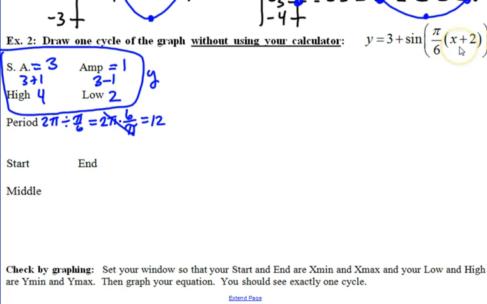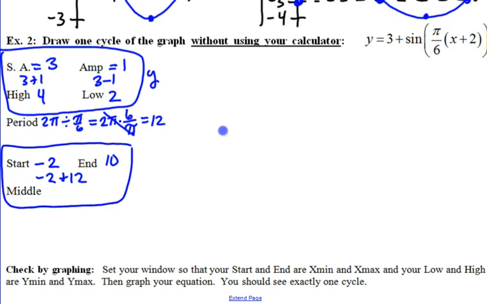So our starting point is at -2. If our whole cycle takes 12 units to complete and it starts at -2, it's going to end at 10. -2 plus 12 gets me to 10. So in the x direction, these are going to be my important numbers. Now the middle points, there are some middle points I'm going to have to figure out, but I'll do that once I start drawing the graph.